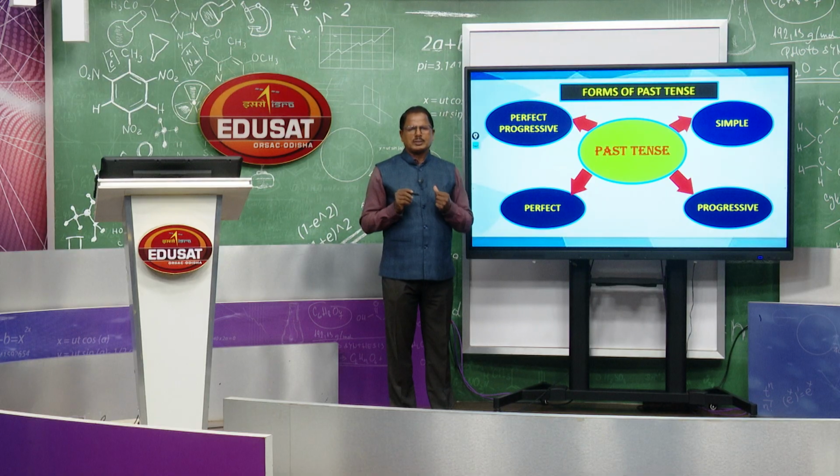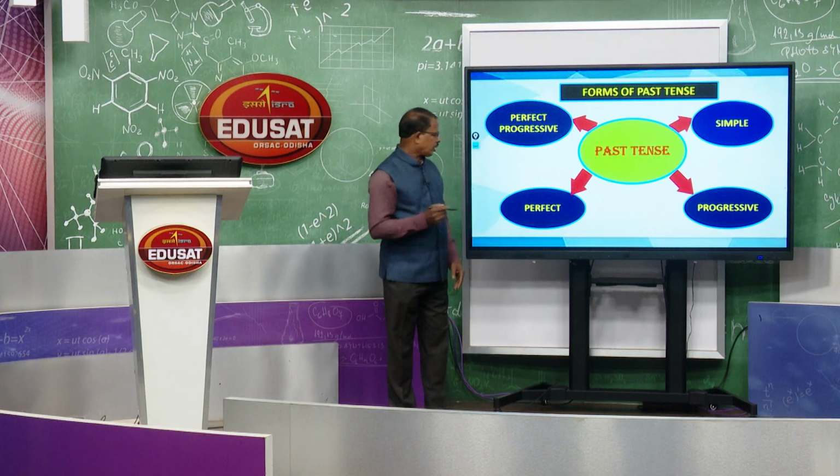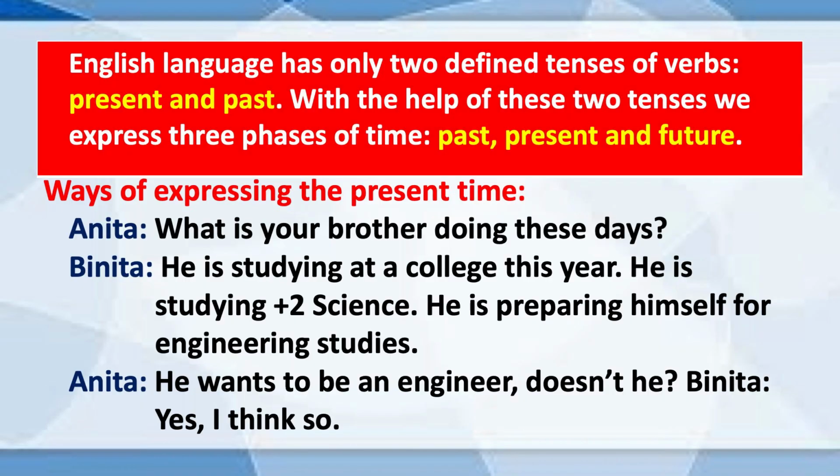So, we have two tenses, each tense has four forms, but we have three times and we use these two tenses to talk about or to express our present time, past time and our future time, right. Now, you see English language has only two defined tenses of verbs, present and past. With the help of these two tenses, we express three phases of time: past time, present time and future time.